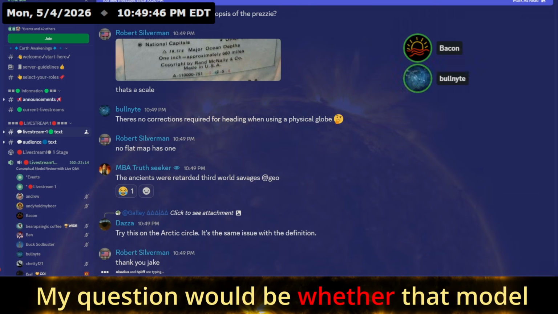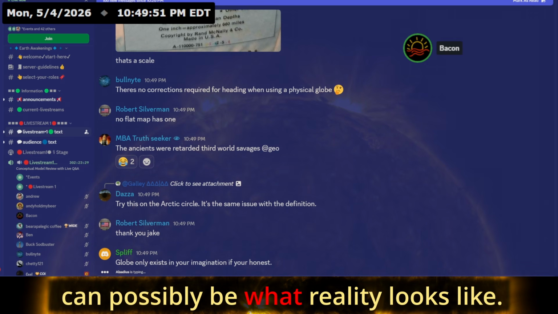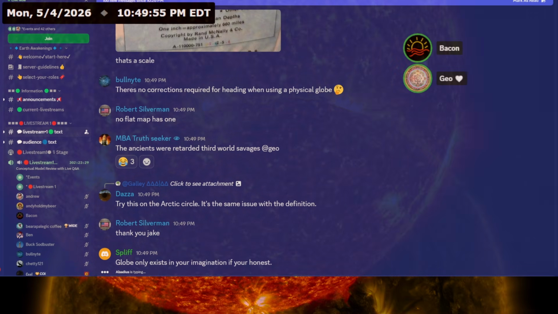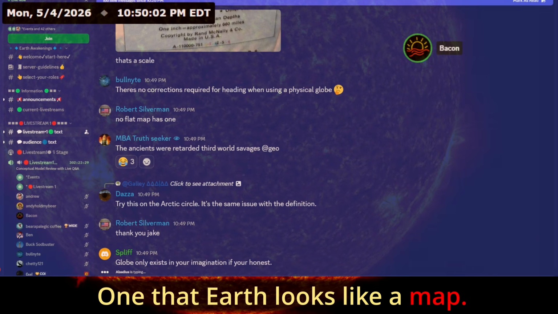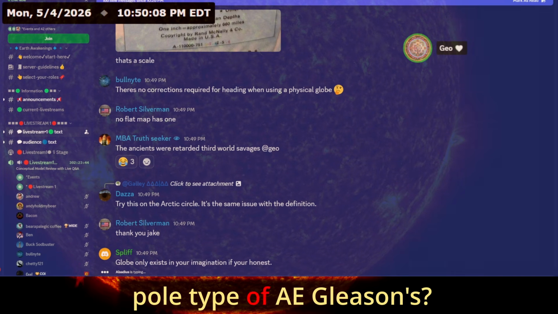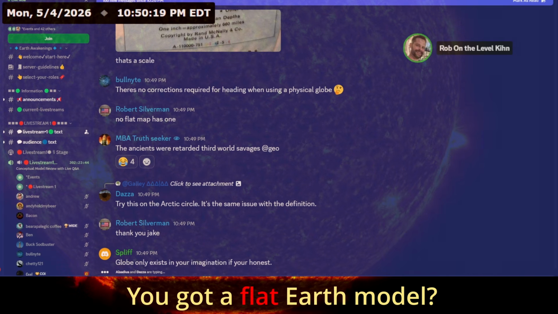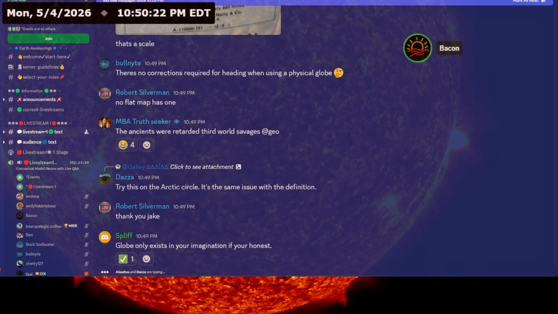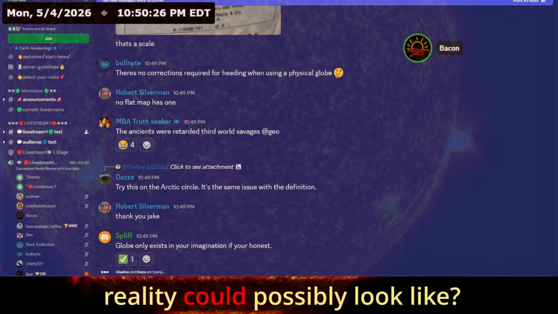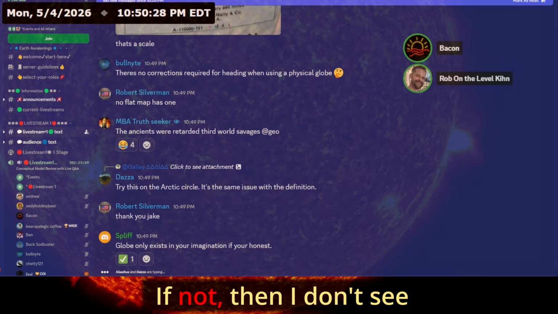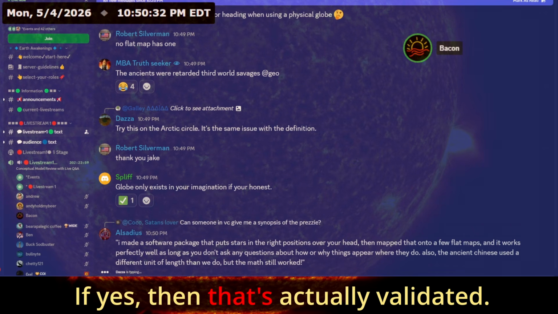My question would be whether that model can possibly be what reality looks like. Which one? The one they were presenting. Which version though? One where the Earth looks like a map. Are you talking about the singular pole type, AE Gleason's? Yeah, that's the one I saw. That's not the flat Earth. You got a flat Earth model? That's what I'm asking. Is any of those supposed to be what reality could possibly look like? If not, then I don't see any meaning in none of that. If yes, then let's actually validate.